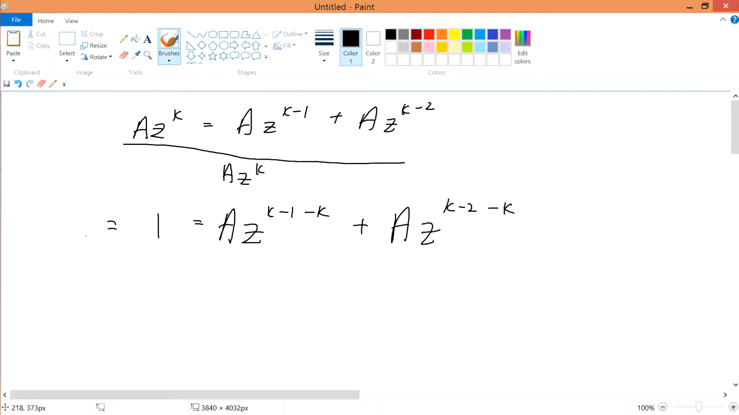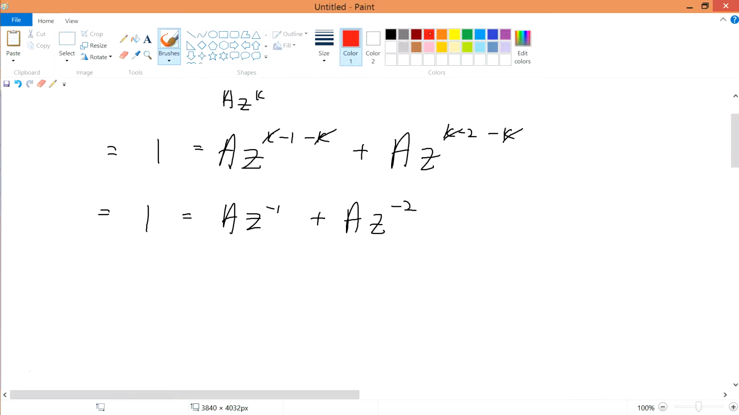If I were to do that, I would have 1 equals a z^(-1) and a z^(-2) over here. So these k's actually cancel each other. As you can see, we have no k anymore. We have removed the k. Now instead of having minus 1 and minus 2, let's make things better.